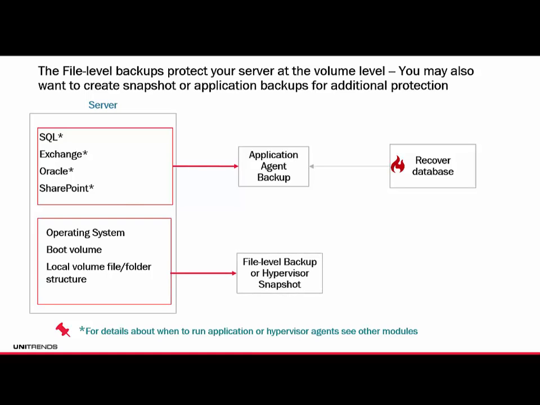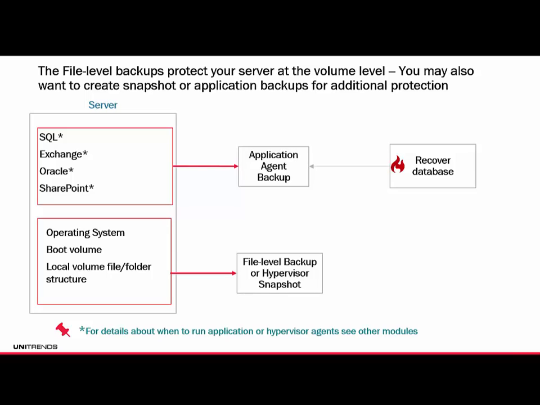What we're talking about here is file level backups. If I need to recover the entire operating system of a machine, the entire machine, then I better be running file level backups if it's a physical machine, or I could once again be running hypervisor snapshots across a virtual machine in the virtual environment.